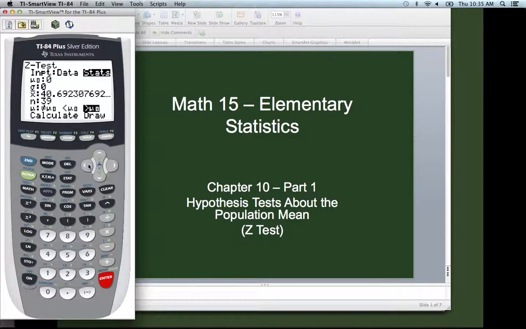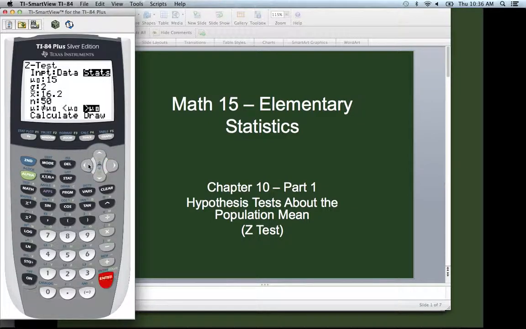Now I have to input some information here. Mu sub 0, that's the hypothesized mean. In this case, for the example we just did, it's 15. Population standard deviation is 2. Sample mean was 16.2. Sample size is 50. And for the alternate, there are 3 choices. Not equal to, that's the two-tailed test. One-sided to the left. One-sided to the right. That's the one I want to choose.